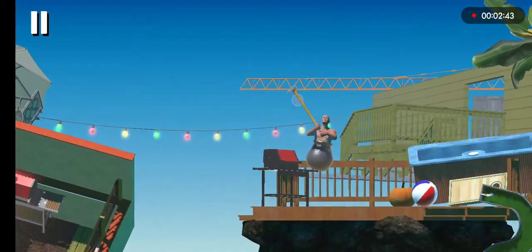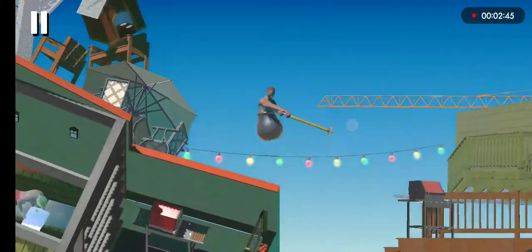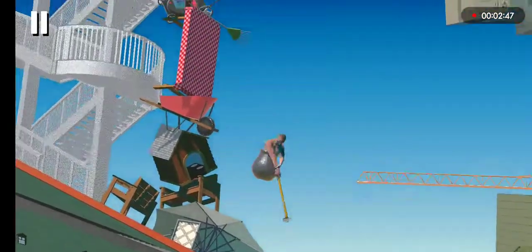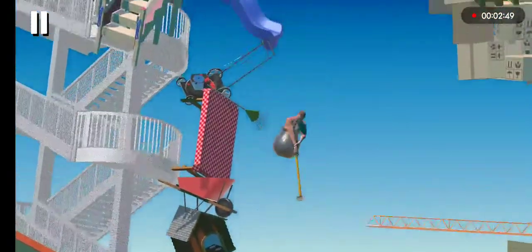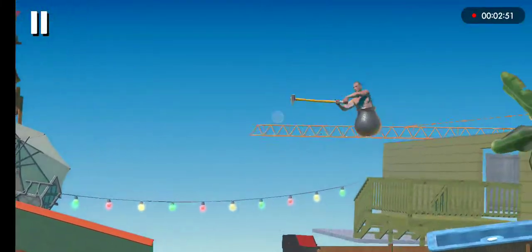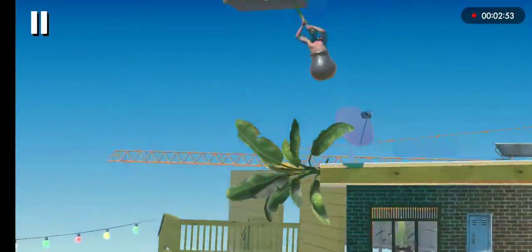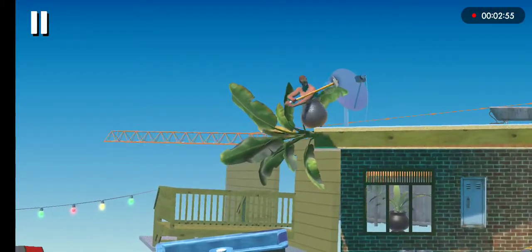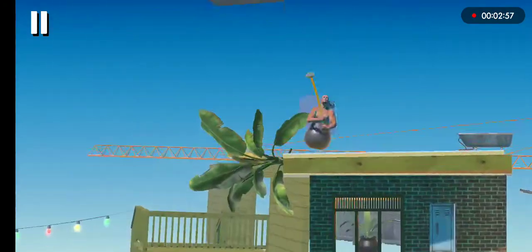But, guys, that's a little bit risky. I don't know what the best idea is from this part. Well, probably to go up there, but it's really hard. It's only for pros. I'm not that good, to be honest.